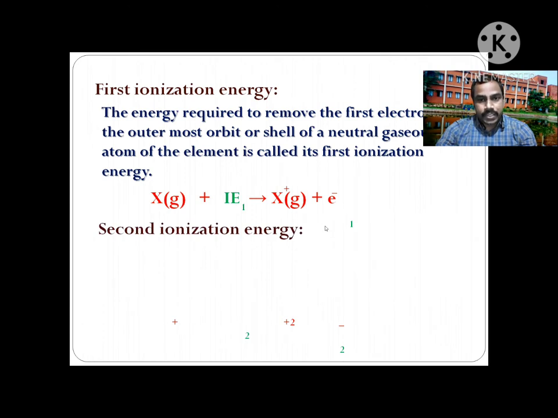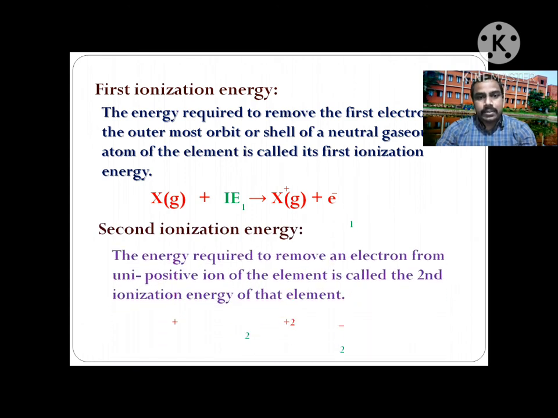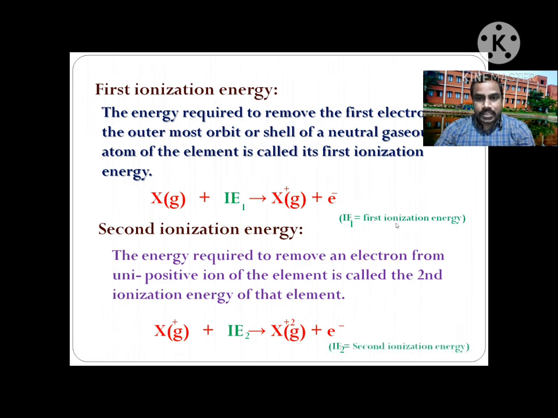The second ionization energy, IE2. The energy required to remove an electron from the unipositive ion of the element is called the second ionization energy of the element. The unipositive ion, X plus cation, is also in gaseous state. By providing some minimum amount of energy, one more electron can be removed, and that leads to formation of X 2 plus cation by the loss of one electron. Whereas IE1 is first ionization energy and IE2 is second ionization energy, IE2 is always greater than IE1.